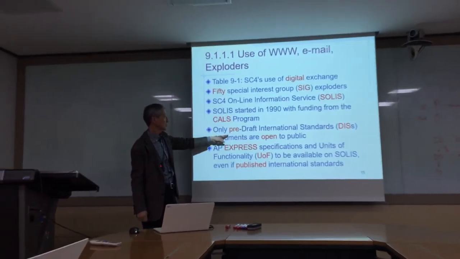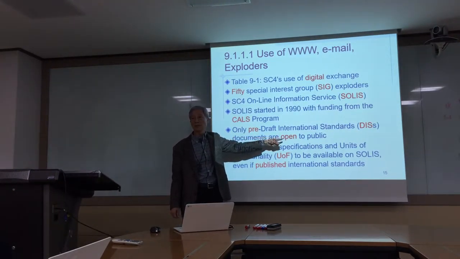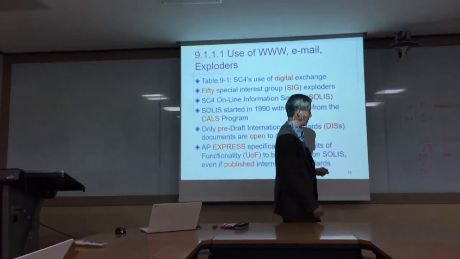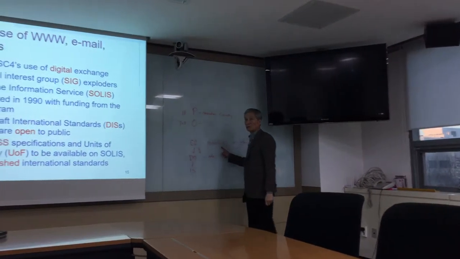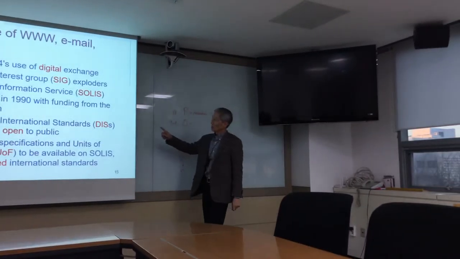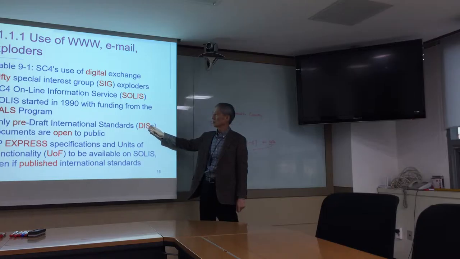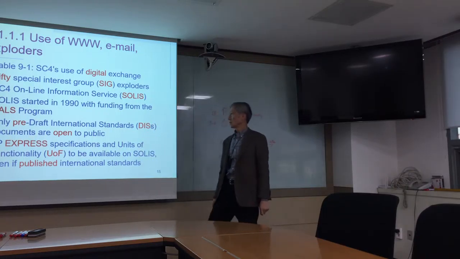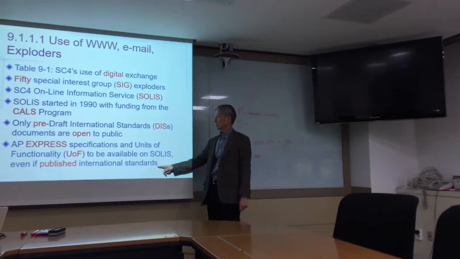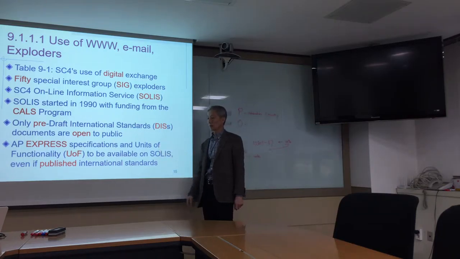And DIS was free. Right? Up to DIS is free. So you can get this CD document free. This document can be obtained without payment. But after that, IS should be purchased from ISO directly. So up to the DIS version, you can get free access. And AP, Application Protocol, EXPRESS specification, unit of functionality inside that AP, were available on SOLIS at the time, and after publication of the international standard, these components were available.